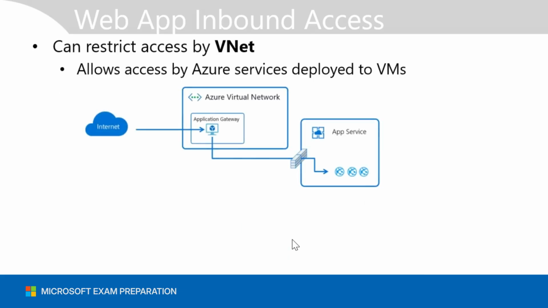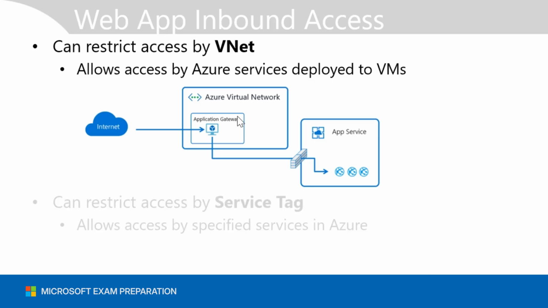Another way you can restrict access is by VNet. So inbound-wise, you can say that you have a workload running on an Azure VNet that needs to access your app service. I'll show you how to do that momentarily, but you identify a VNet, and essentially Azure then can restrict access from that VNet to your app service.